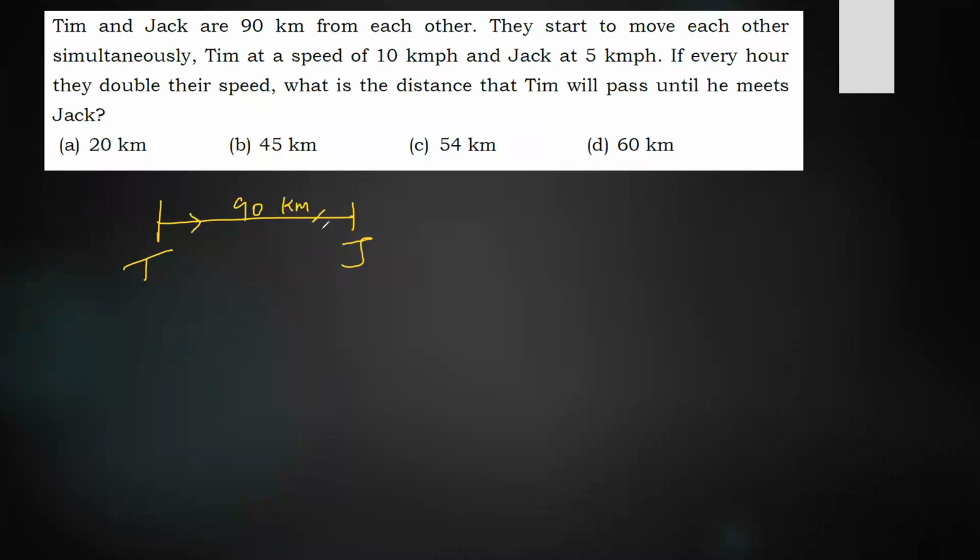Here, Tim and Jack are 90 kilometers from each other. Initially they are 90 kilometers apart. Tim and Jack start to move toward each other, so they are coming in opposite directions. Tim's speed is 10 kilometers per hour and Jack's speed is 5 kilometers per hour. If every hour they double their speed, how much time will pass until he meets Jack?